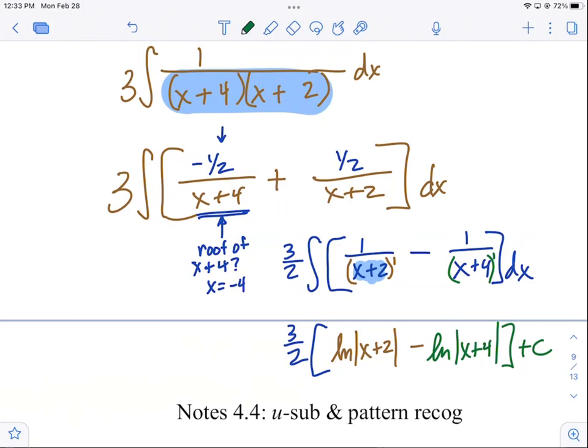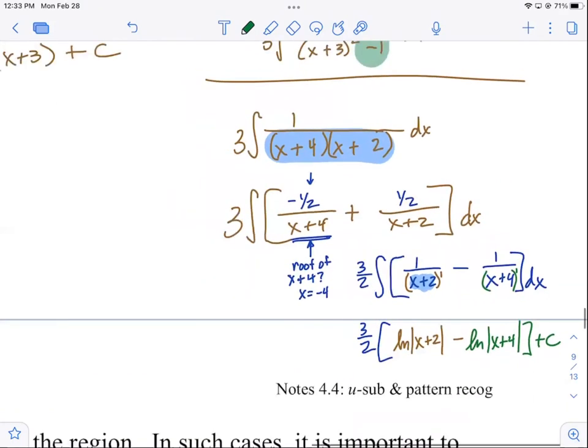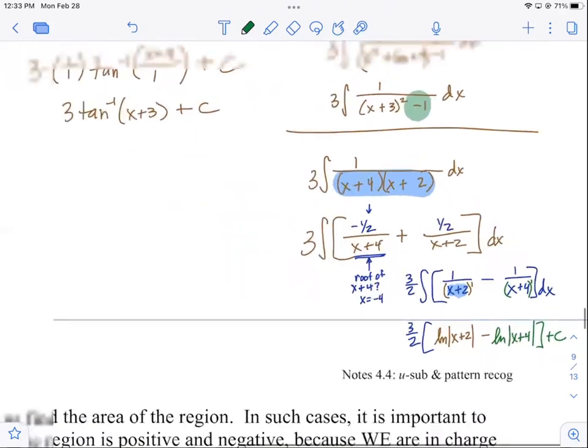And the only thing that y'all are responsible for on the BC exam is when it does factor into non-repeating linear factors. Okay. So there you go. There's your BC only topic of the day. Don't leak that information to AB kids, right? Y'all are exclusive now. Okay.